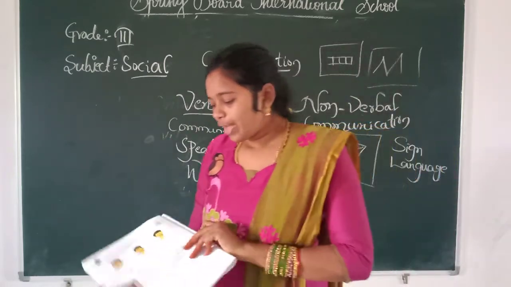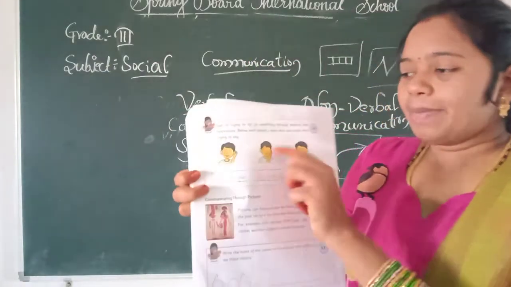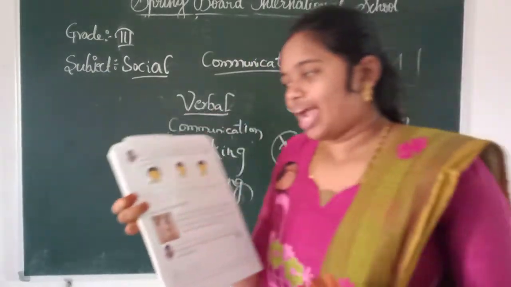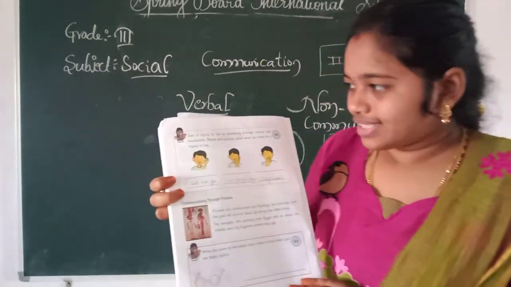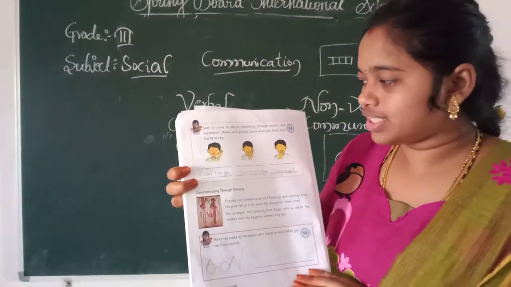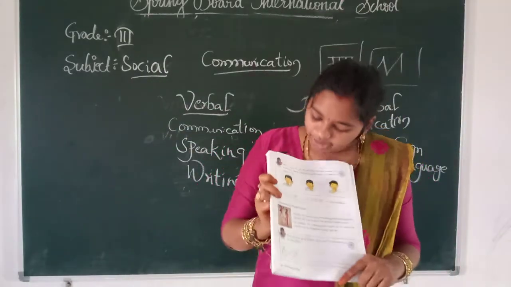Turn the page. We have an activity for us. Here, three pictures are there. We have to write. Sam is trying to tell us something through actions and expressions. Below each picture, write what you think he is trying to say.